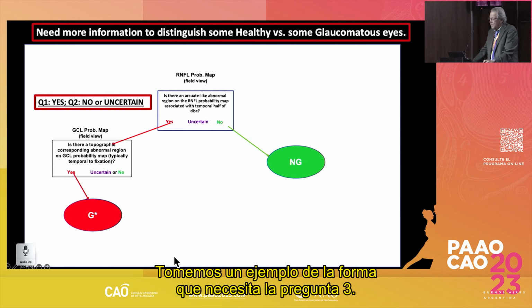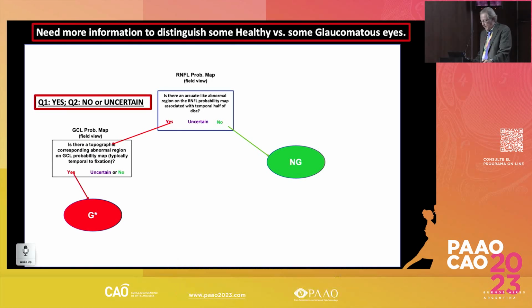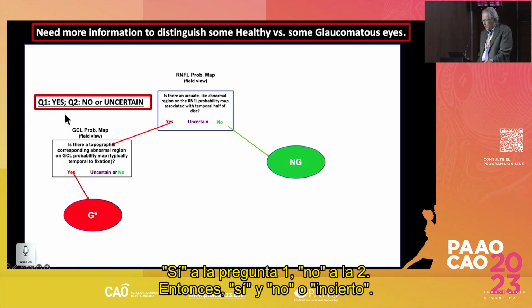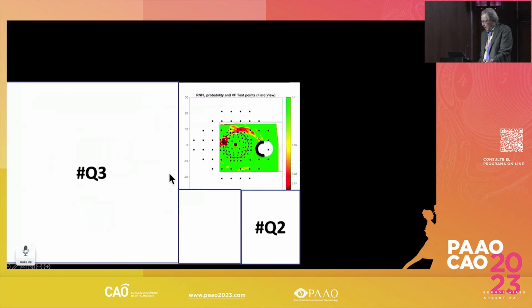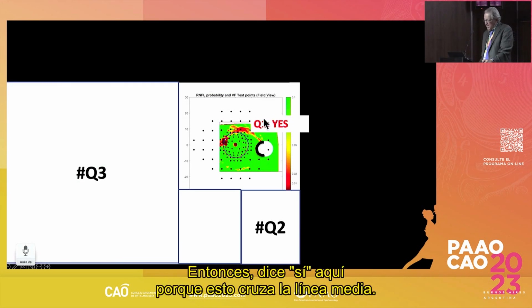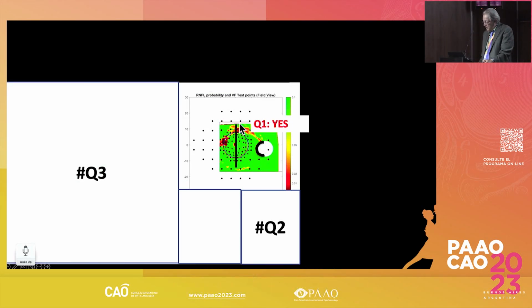Okay, so let's take an example of where you need question 3. Yes to question 1, no to question 2, so yes and no or uncertain. So now we're going to take a look at this. Okay, all right, so you say yes here because this crosses the midline.